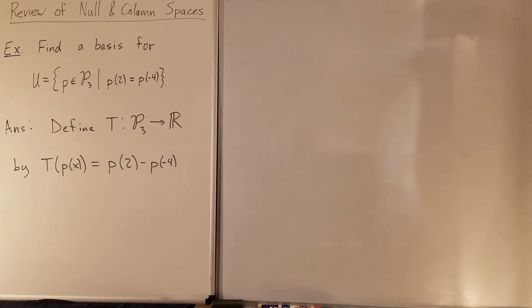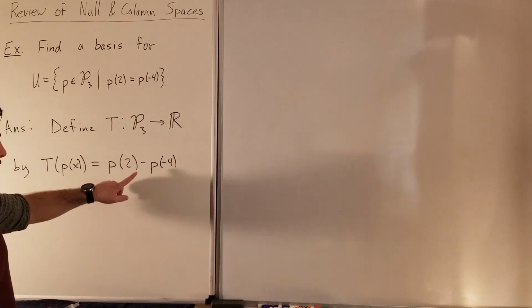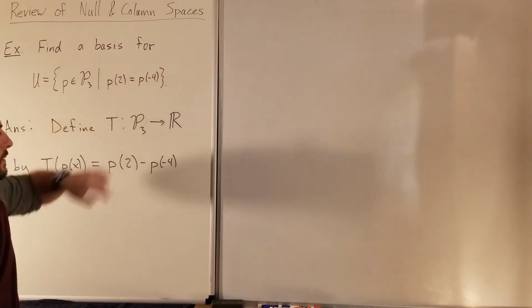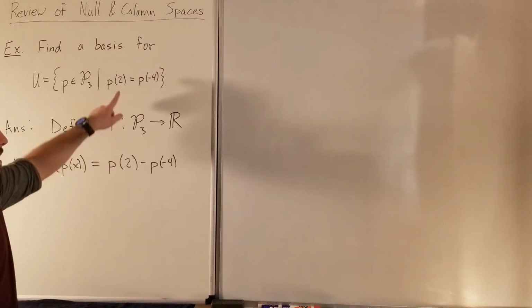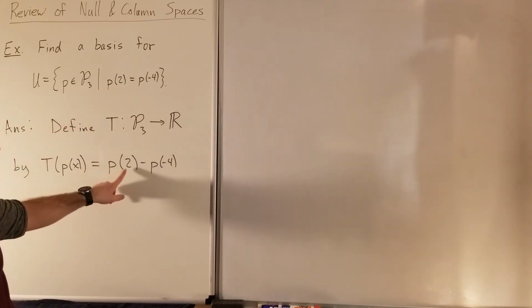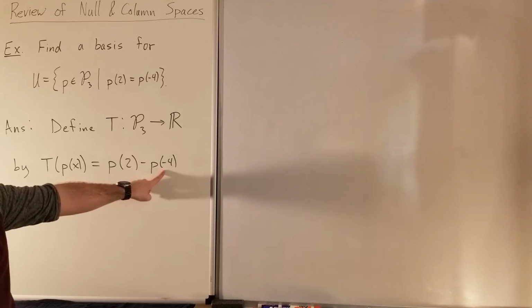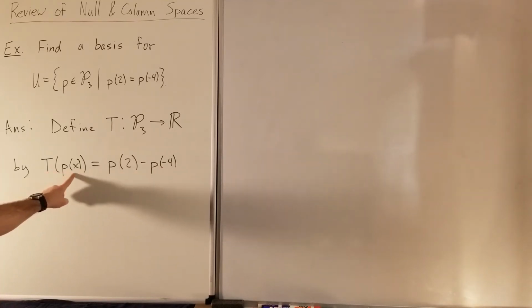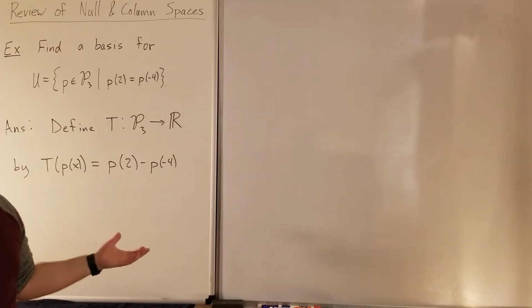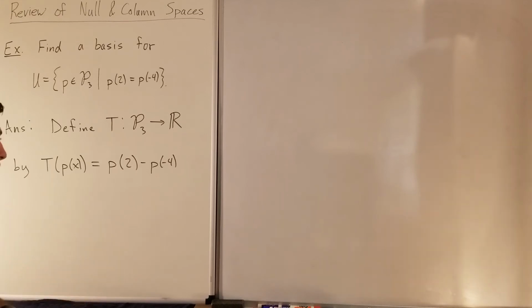Okay, so why do we do this? Well, let's take a look at this number we have right here and this equation defining the vector space U. Saying that P of 2 is equal to P of -4 is the same thing as saying P of 2 minus P of -4 is equal to 0. And saying that the transformation applied to something is equal to 0 is the same thing as talking about polynomials in the kernel of T.